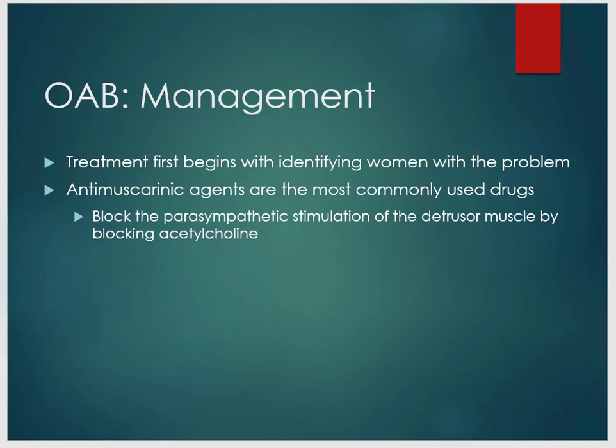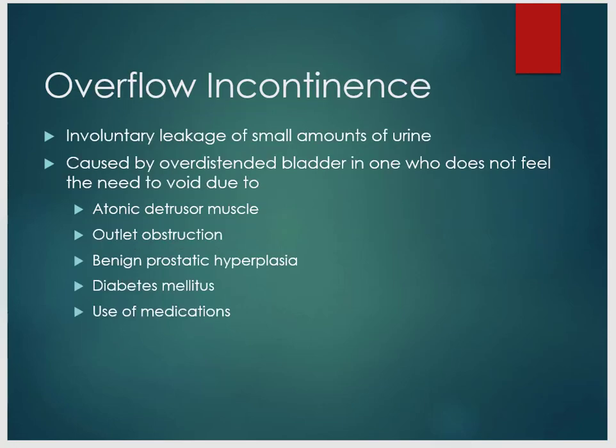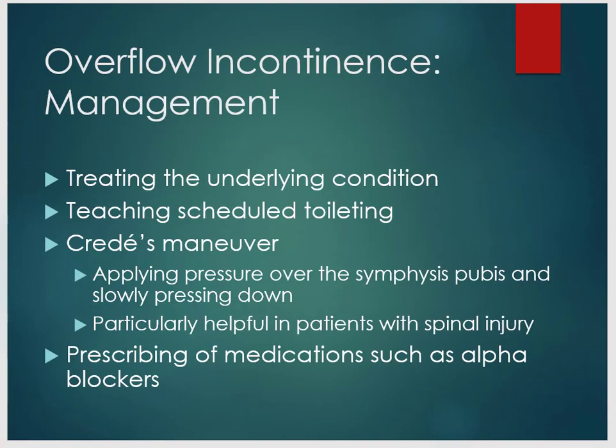Another incontinence issue is overflow incontinence, and that's involuntary leakage of small amounts of urine, and it's caused by an overdistended bladder where the individual does not feel the need to void, and it could be due to a variety of reasons, whether it be muscle issues, outlet issues, hyperplasia, blood sugars, or use of medicines. The management of these conditions include treating the underlying condition, also encouraging the individual to have scheduled toileting times.